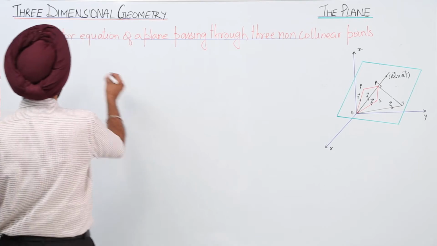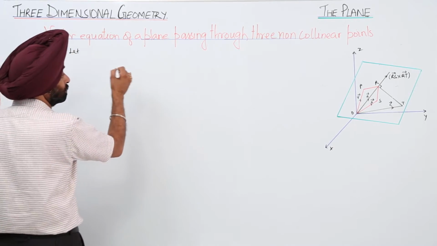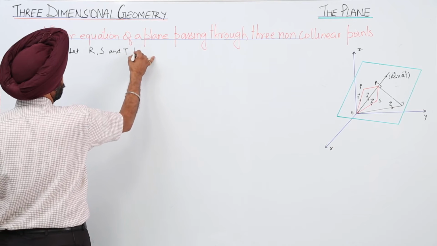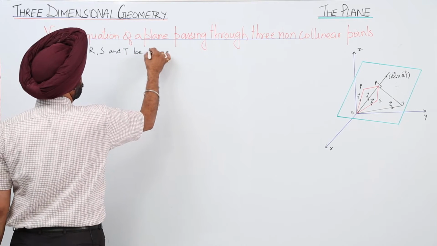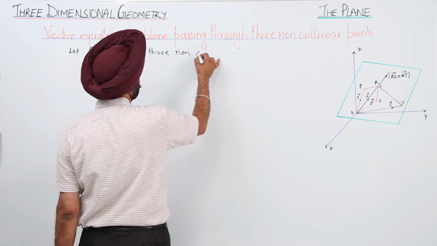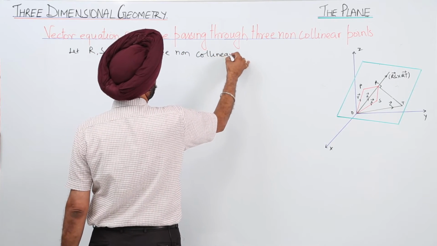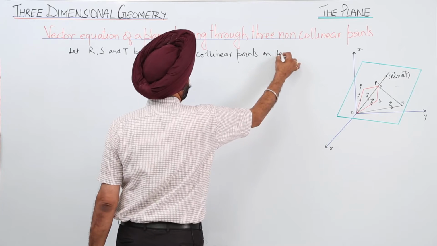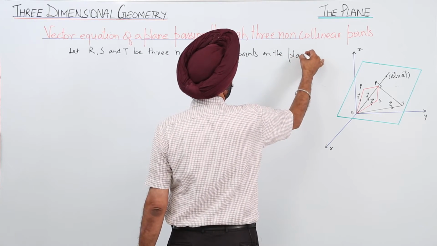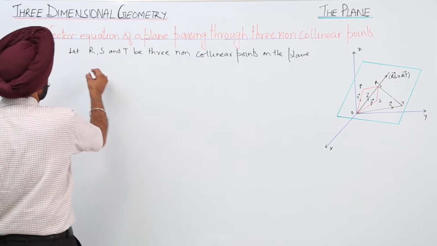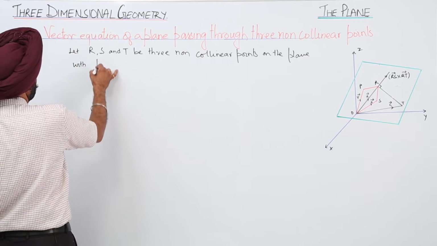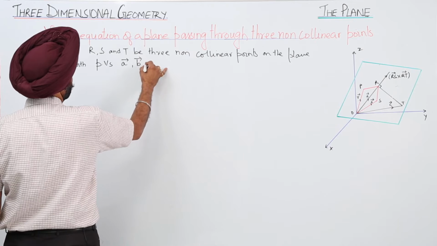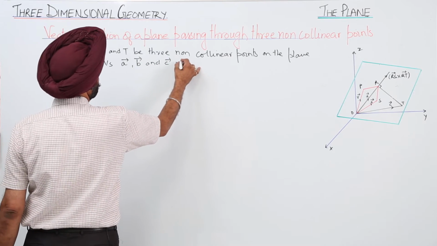Now let R, S and T be three non-collinear points on the plane with position vectors vector A, vector B and vector C respectively.